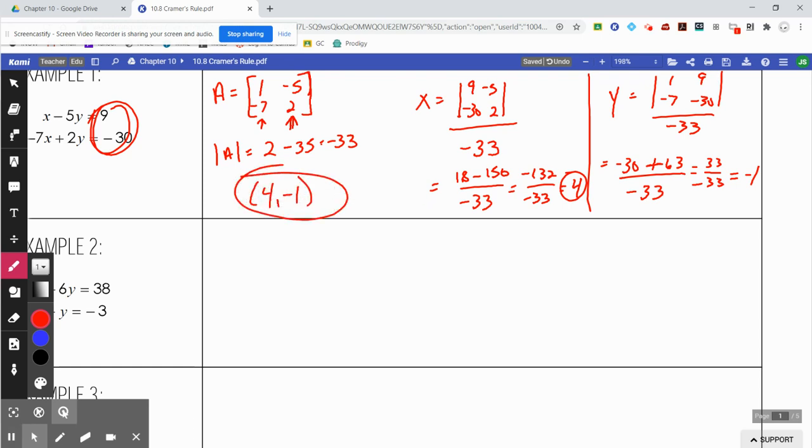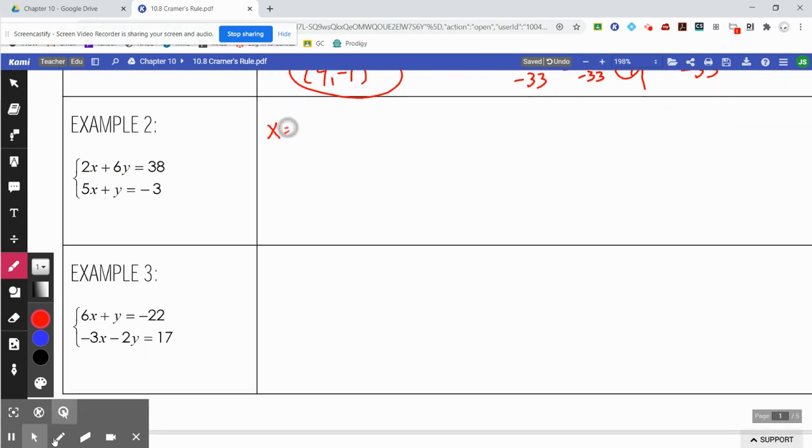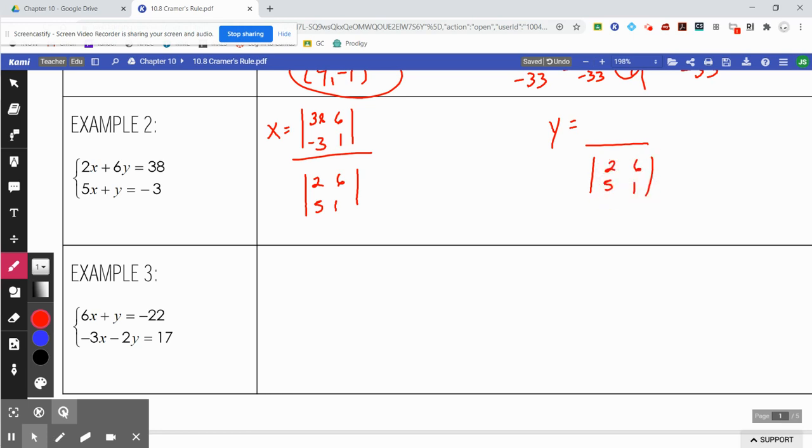There's your solution. Okay, the second one. Now that you've seen that, I'm going to work the second one a little bit different. Your x value is going to equal, and I'm just going to write this out. On bottom, the determinant of your coefficient matrix, which is 2, 6, 5, 1. On top, the y column stays the same, but the x is replaced with 38 and -3. To find your y value, again, the bottom is the determinant of your coefficient matrix, 2, 6, 5, 1. The top, the x column stays the same, but your y column is replaced with 38 and -3.